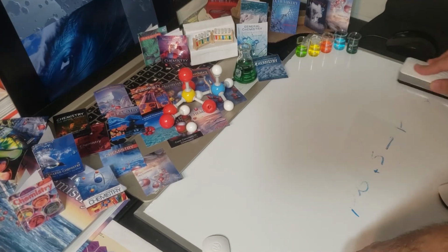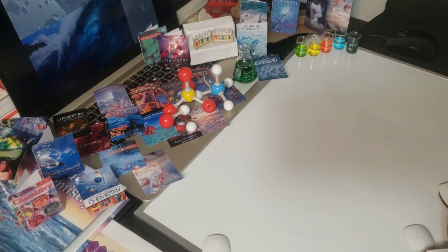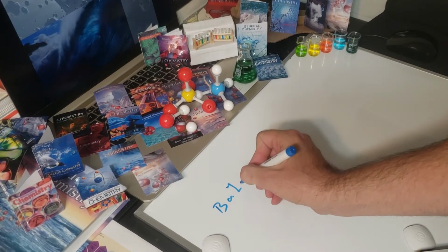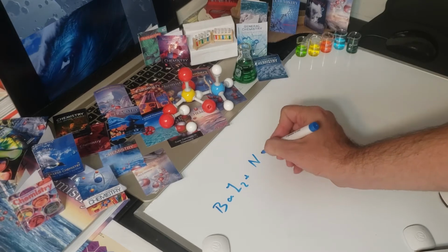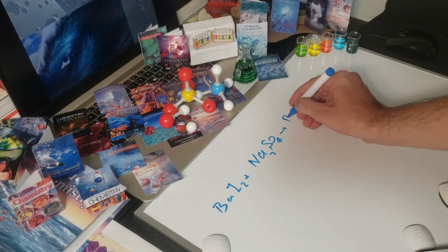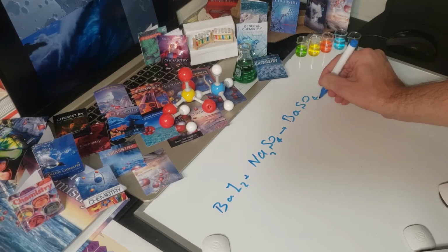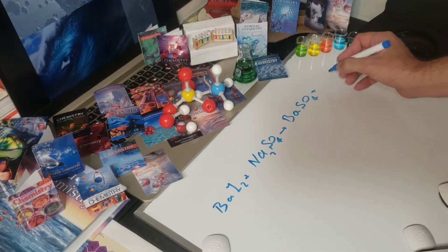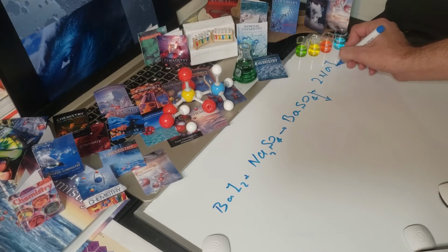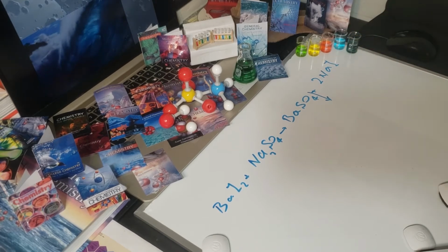Let's see how many examples I could possibly cover in this one video here for you. Barium iodide, plus sodium sulfate, giving you barium sulfate, which is the precipitate, and 2 sodium iodide. Okay, so that's another example.